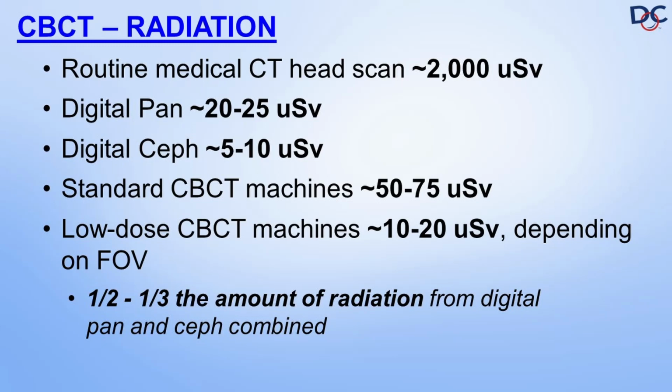A digital pan, film is even higher than digital, delivers about 20 to 25 microsieverts. Digital ceph's about 5 to 10 microsieverts. A low-dose CBCT, by contrast, can be taken for approximately 10 to 20 microsieverts, depending on the field of view that you use. So that means that a low-dose 3D image is actually half to a third the radiation of 2D imaging, and even less if you're someone that's using traditional film in your 2D image.